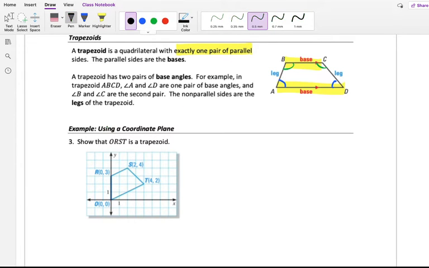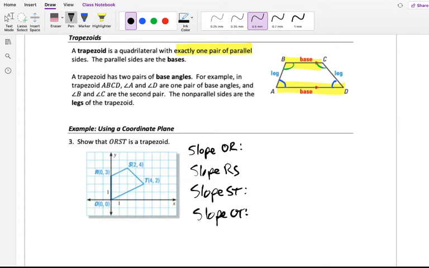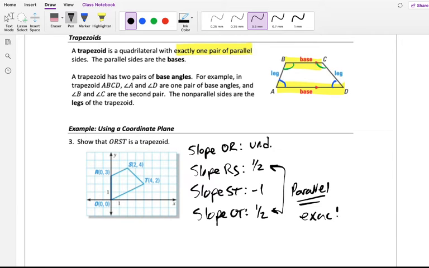So that just means we need to find the slopes of all of these lines. So if we do slope of OR and slope of RS and slope of ST and then slope of OT. So those are all of our different things here. First one has a slope of undefined because it's vertical. Vertical always has a slope of undefined. Then we're going to have positive 1/2, negative 1, and then positive 1/2 again. So these two are parallel and the other two are not. So we have exactly one.